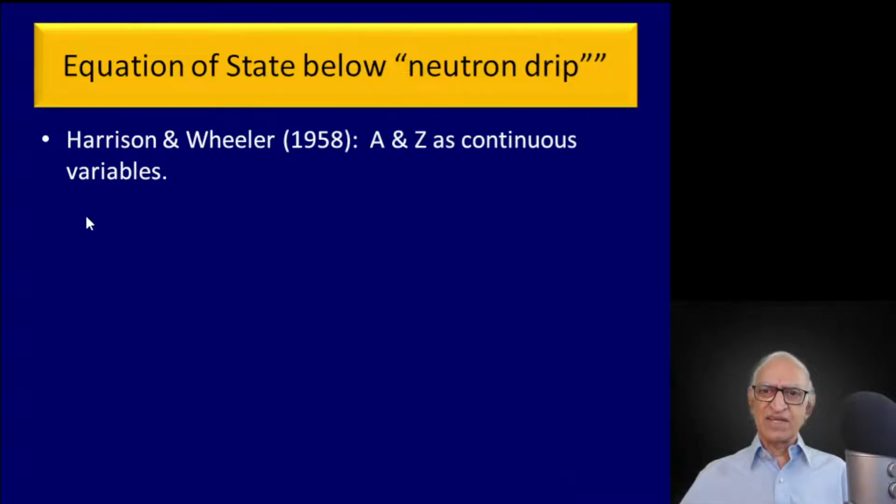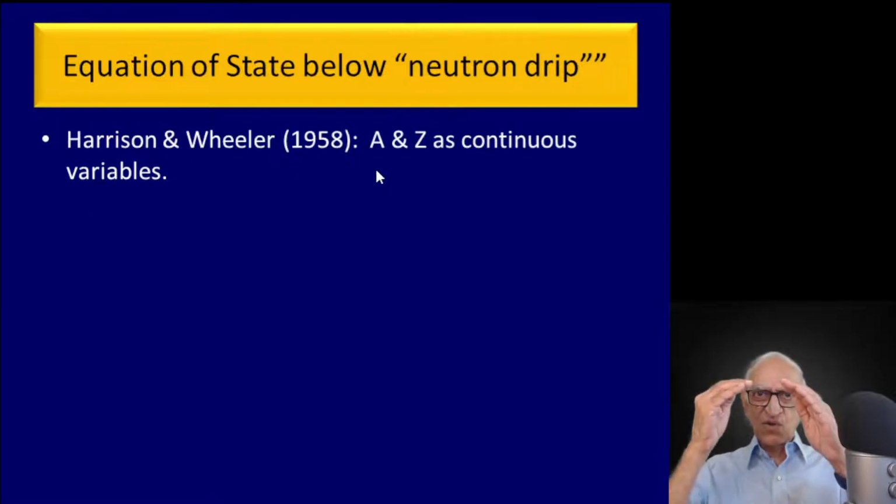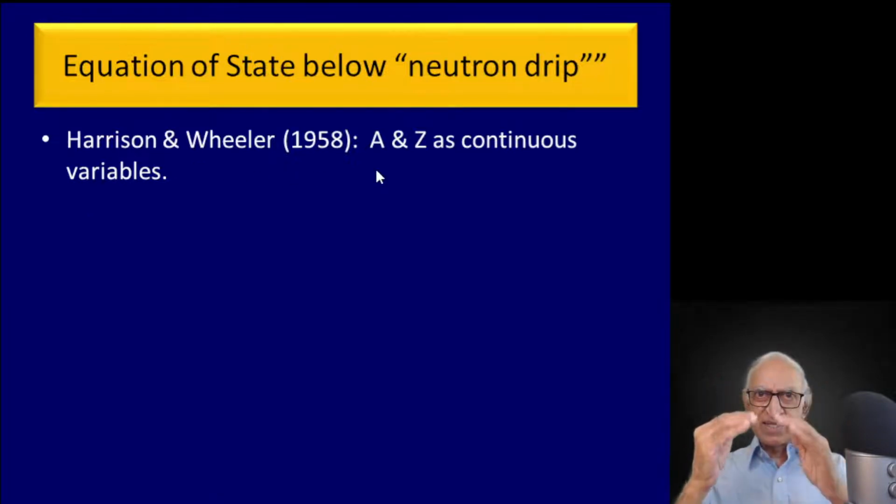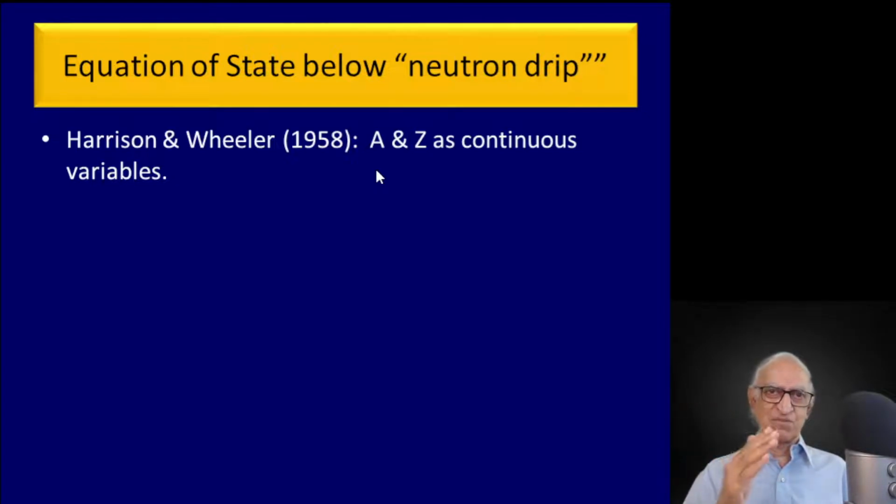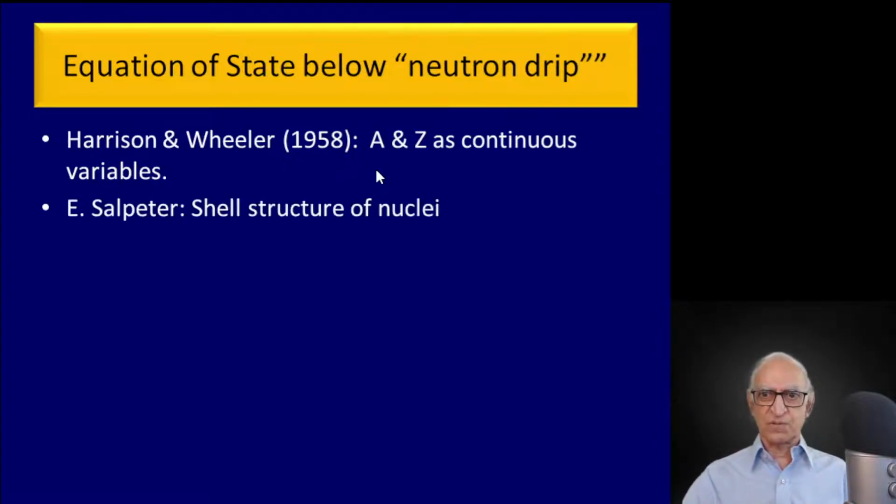In 1958, Harrison and John Wheeler said, how do we go to increasing Z and increasing A? They said, well, let's regard A and Z as continuous numbers. A and Z are not continuous numbers, it's either 1 or 2 or 3 or 4. But they said, when you go to large numbers, you can regard them as continuous variables. It's an approximation, but it's a pretty decent approximation in order to make some progress.